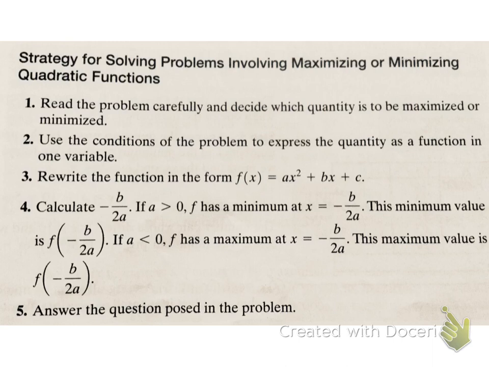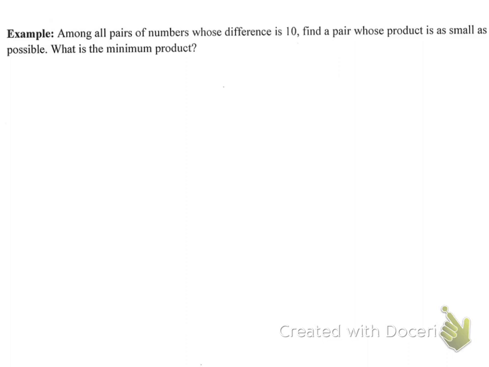So let's go through one problem, and we'll kind of reference back to this. So it says, among all pairs of numbers whose difference is 10, find a pair whose product is as small as possible. So what we're trying to maximize or minimize is a product of two numbers. I don't know what those numbers are, so we're just going to call them x and y. You can call them anything you want.